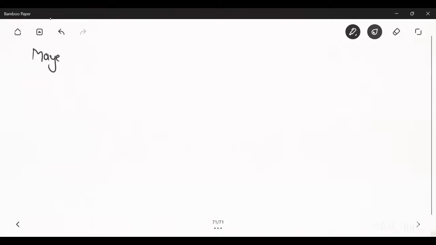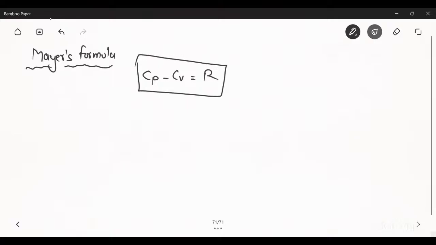Mayer's formula. Mayer's formula states that Cp minus Cv is equal to R. This is known as the Mayer formula. Now see the proof of it. We know that Cp is equal to (F by 2 plus 1) times R, and Cv is equal to F by 2 times R.